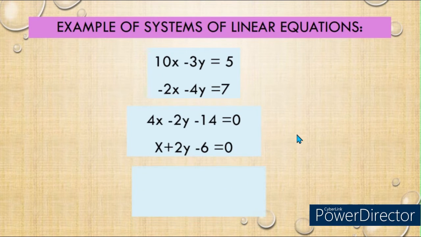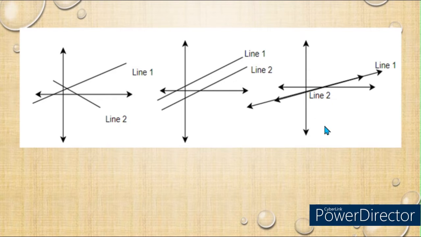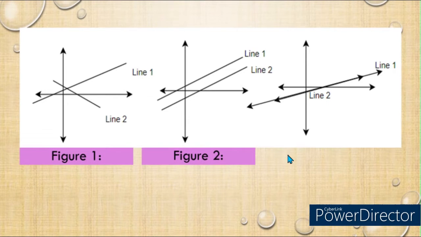Okay, another example of linear equations. So we have here equation 1, 3x minus 2y is equal to 12, and x plus 3y is equal to 4. X plus 3y is equal to 4 is the equation 2. So we have here three possible conditions that might occur when we graph the two lines of the equations of a linear system. As you can see, we have here figure 1, figure 2, figure 3.